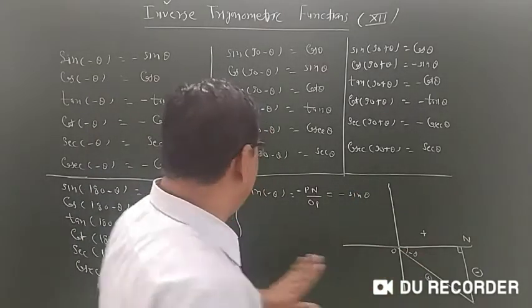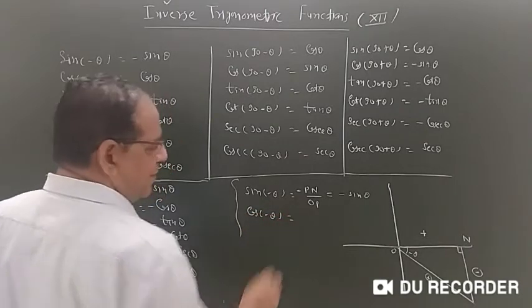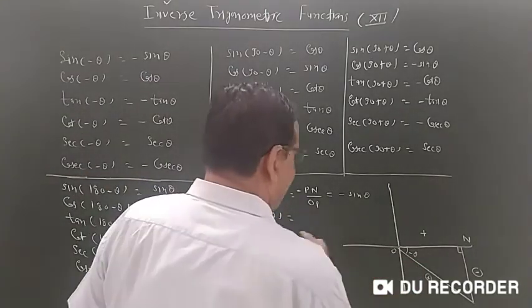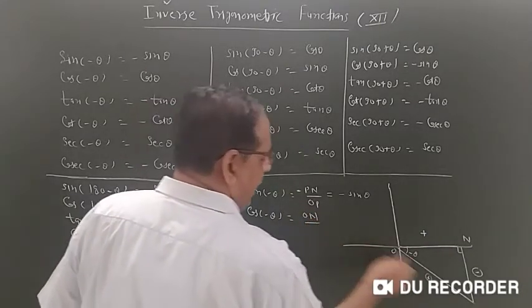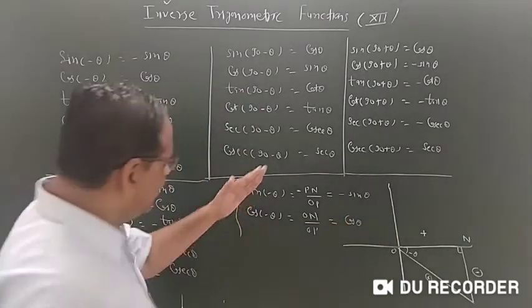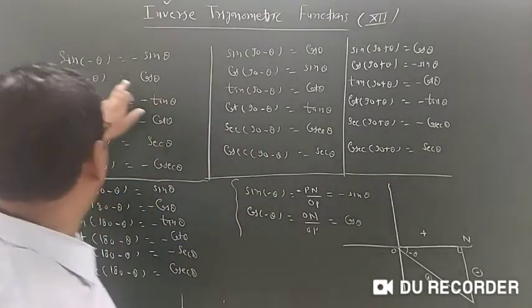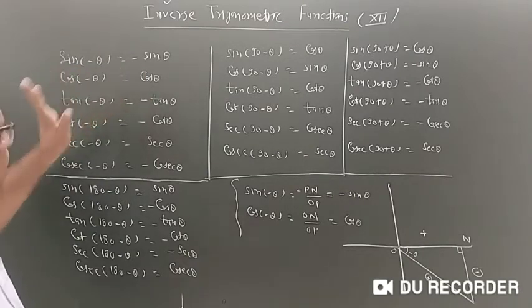Similarly, for cos minus theta, the base ON is positive and the hypotenuse is positive, so this becomes cos theta. So this is the reason why, with the negative angle, sin becomes minus and cos becomes positive.